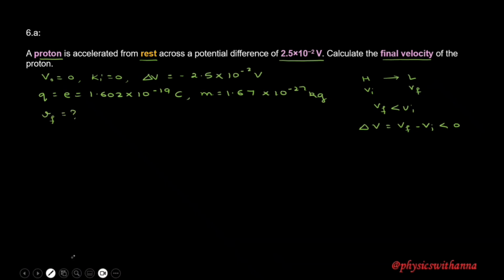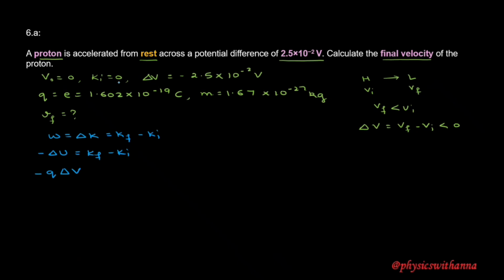Now, anytime they give you potential difference and they ask you to find final or initial velocity, we will use the work kinetic energy theorem. We know from work kinetic energy theorem, work done is equal to change in kinetic energy. And this change in kinetic energy you can write as final kinetic energy minus initial kinetic energy. Work done can also be written as negative of the change in potential energy. That will be equal to K final minus K initial. Change in potential energy we can write as Q times delta V.